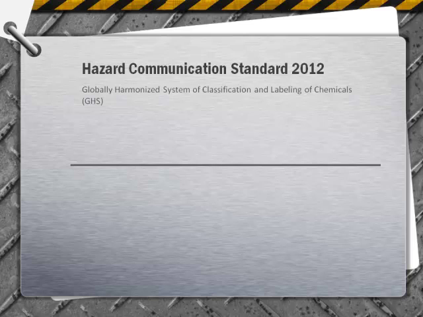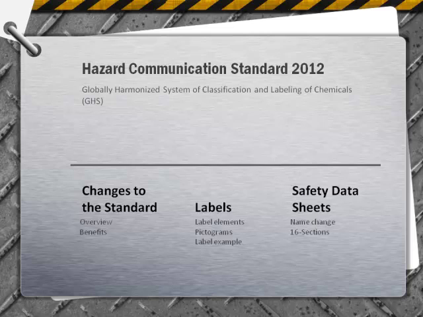Changes to the OSHA Hazard Communication Standard are bringing the United States into alignment with the globally harmonized system of classification and labeling of chemicals, GHS. This will further improve safety and health protections for America's workers. This presentation includes changes to the standards, labels, and safety data sheets.